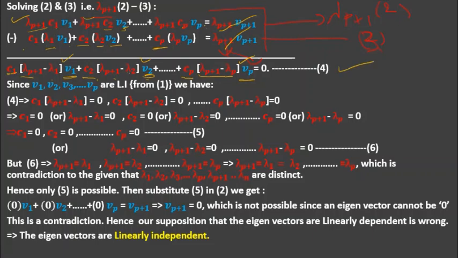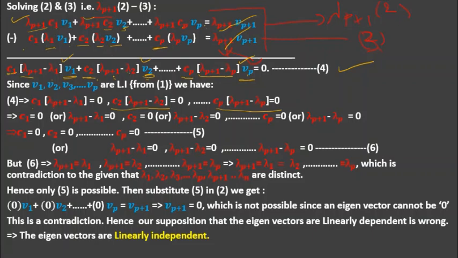What are the scalars? What is the scalar corresponding to v1? c1 into lambda p plus 1 minus lambda 1. That should be 0. The scalar corresponding to v2, c2 into lambda p plus 1 minus lambda 2 is equal to 0, and so on. The scalar corresponding to the vector Vp, that is Cp into lambda p plus 1 minus lambda p is equal to 0. All these scalars should be 0 because up to p the vectors are linearly independent, which implies.